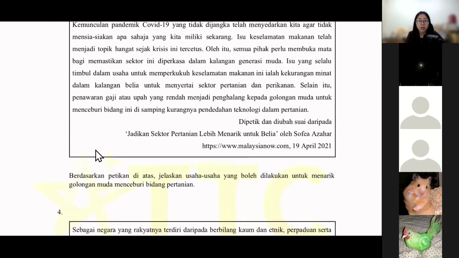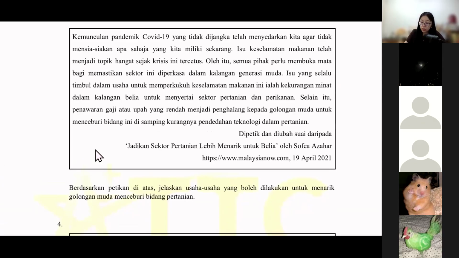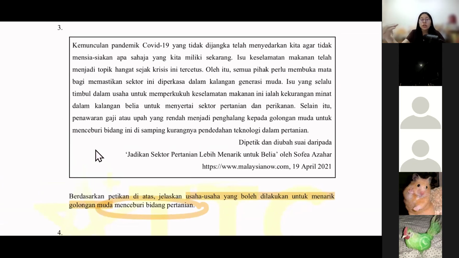Now, number 3. Berdasarkan petikan di atas, jelaskan usaha-usaha yang boleh dilakukan untuk menarik golongan muda menceburi bidang pertanian. What we can do to attract the youngster involved in the agriculture. Now, go find your answer from here. Who can do something to attract the youngster involved in agriculture? 5 and 6.